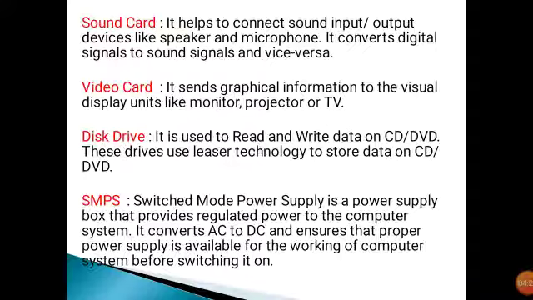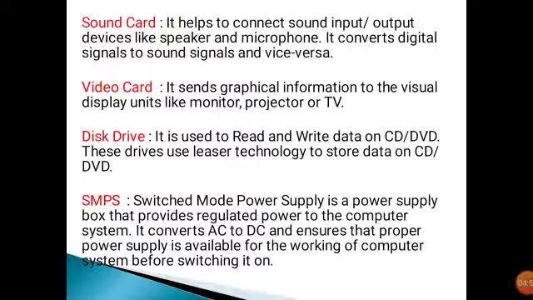Sound card. It helps to connect sound input output devices like speakers and microphone. It converts digital signals to sound signals and vice versa. Video card. It sends graphical information to the visual display units like monitor, projector, or TV.